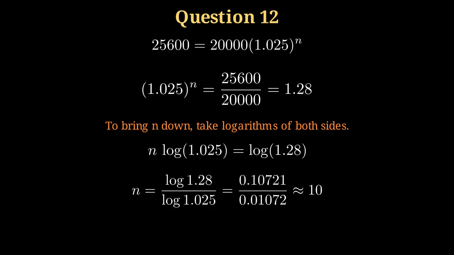That is about 0.1072 over 0.0107, which is approximately 10. So there are 10 half-year periods.